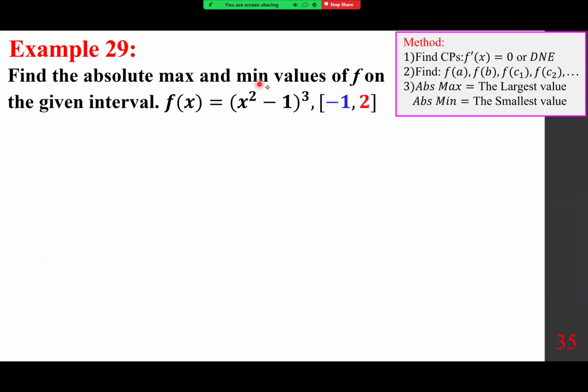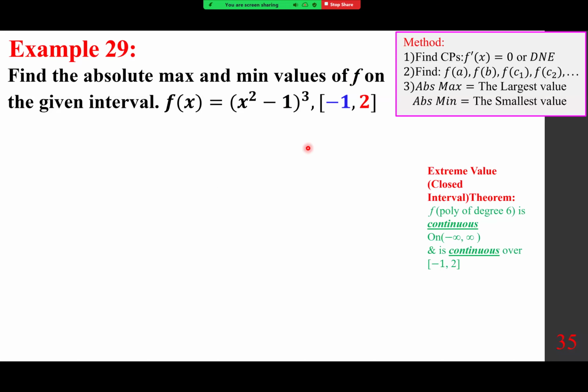Find the absolute max and min on the given interval, f of x equals x squared minus 1 quantity cubed, on the interval of negative 1 to 2. Well, you're dealing with a polynomial function. It's a closed interval theorem. And this is continuous from negative to positive infinity. Therefore, it makes it continuous from negative 1 to 2. By the way, this is a polynomial of degree 2 times 3, or 6.